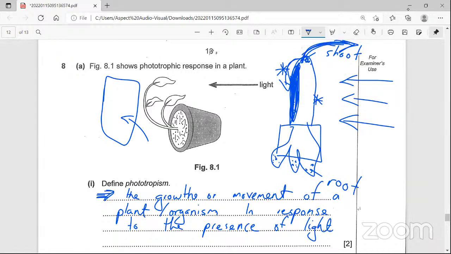And then it bends where? You've got more growth on this side than on the other side. Then it bends. Does that make sense?